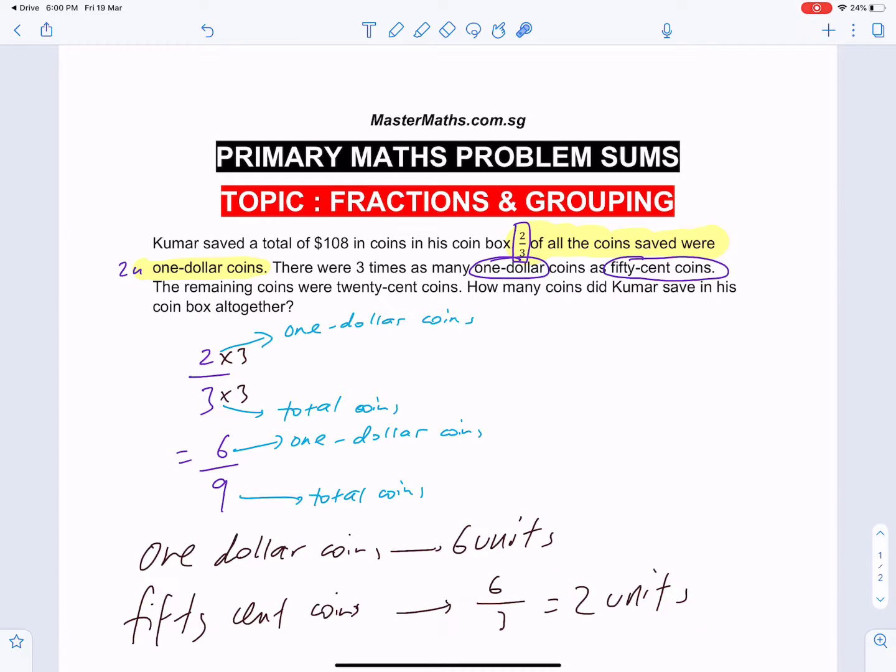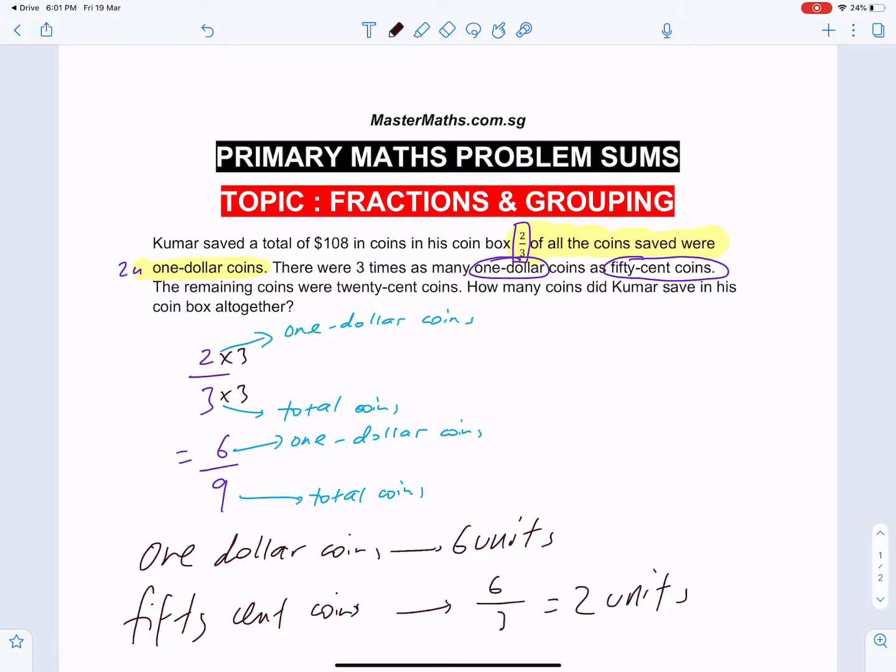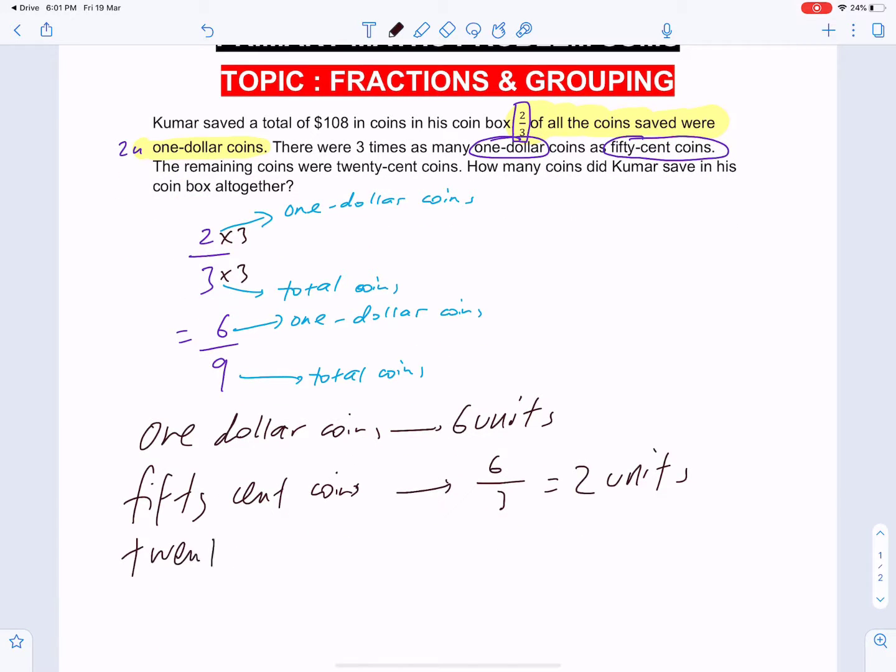Now the remaining coins were 20-cent coins. Remember, the total coins is now 9 units, out of which 6 units is for $1 coins, 2 units is for 50-cent coins. The remaining will be 20-cent coins, which means 9 minus 6 minus 2, so 1 unit of 20-cent coins exists. So the question is, how many coins did Kumar save in his coin box altogether?